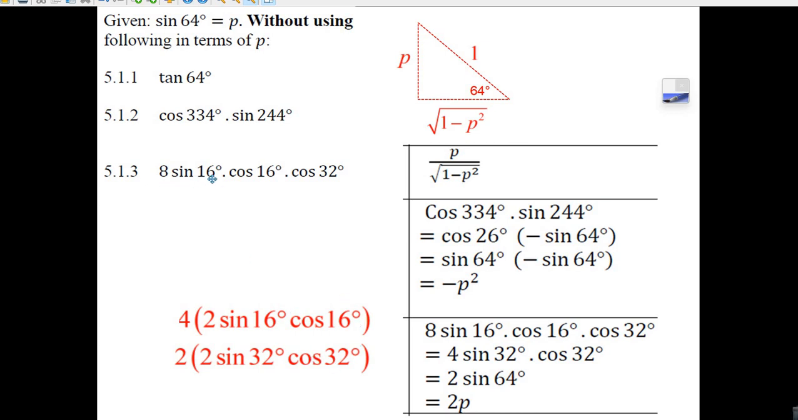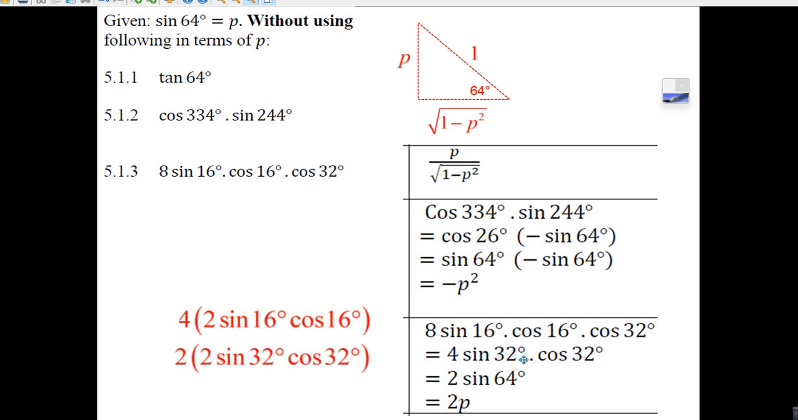Now the next question's a little bit trickier. You've got this 8 sine 16 cos 16 cos 32. Now they didn't write it in the memo, but what you have to do is instead of making it 8, make it 4 times 2. And then it's 2 times the sine of an angle times the cosine of an angle. Well, that equals, 2 times the sine of theta times the cosine of theta equals the sine of 2 times theta, 2 times 16, which is the sine of 32. So all of this here just becomes the sine of 32.